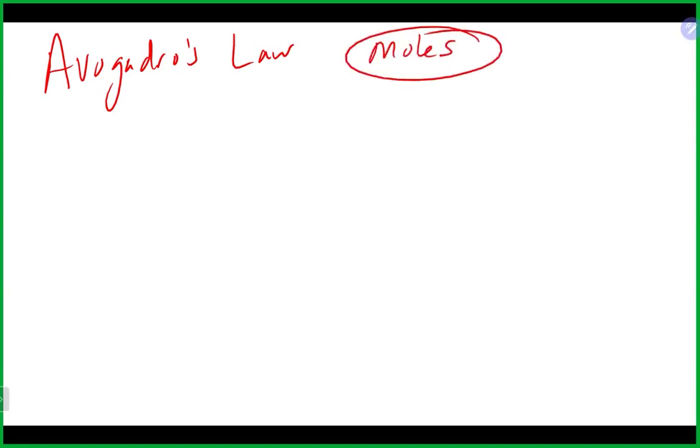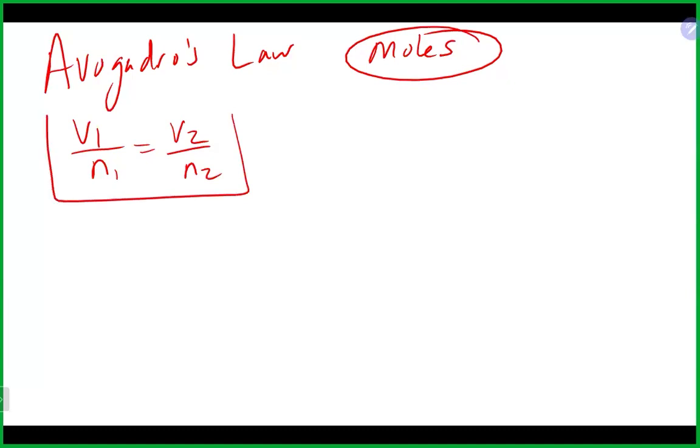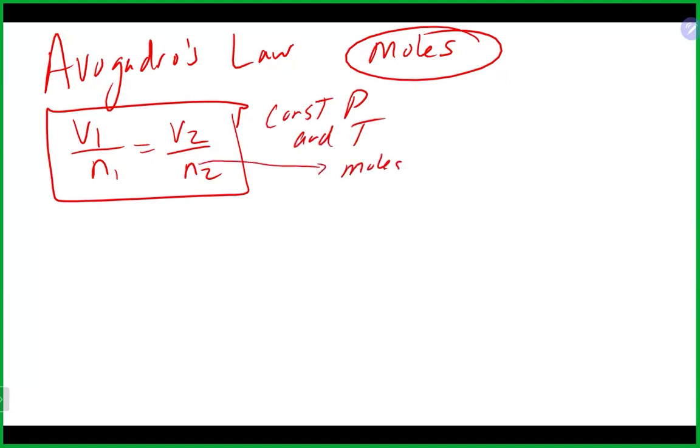Moles. Yeah, so it would make sense that his gas law involves moles. So Avogadro's law is V1 over N1 equals V2 over N2. And this is actually at constant pressure and temperature. N here is actually the moles. So in gas laws, N equals moles. And volume here is the volume.